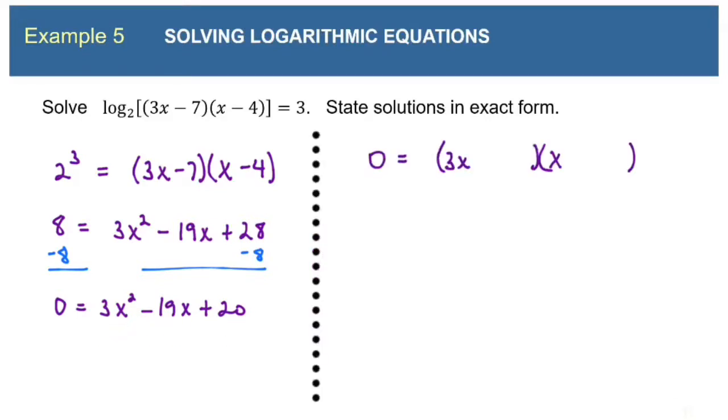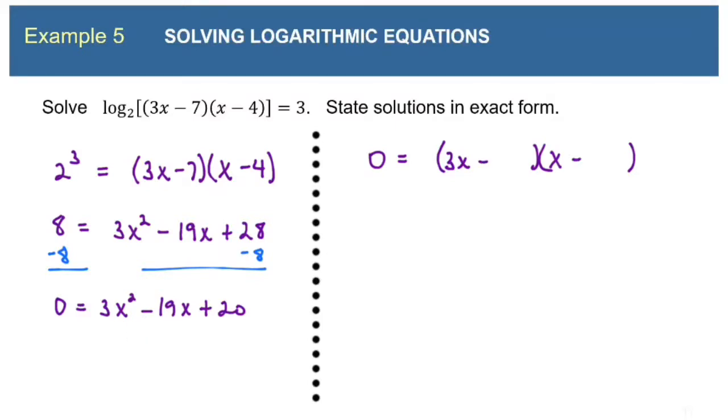So I'm breaking my trinomial into two binomials, and I know that first times first is 3x squared, so that's got to be 3x times 1x. Now, this sign tells me that the signs in the parentheses are the same, and if they're the same, they must both be whatever this is. So this tells me that they're both negative.